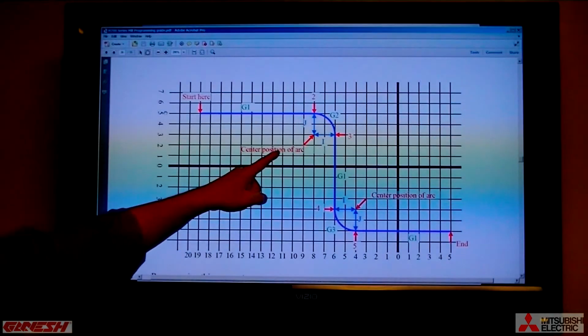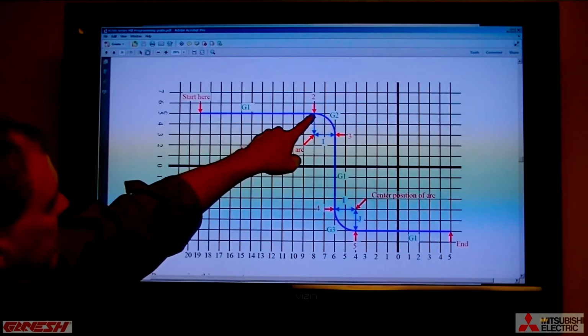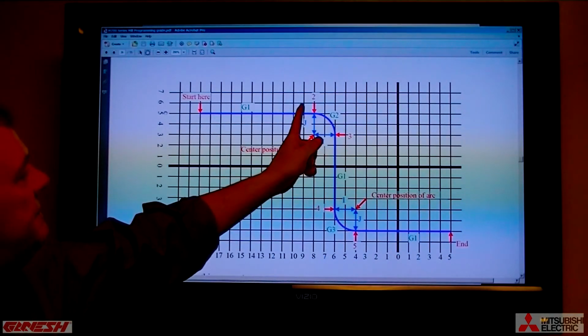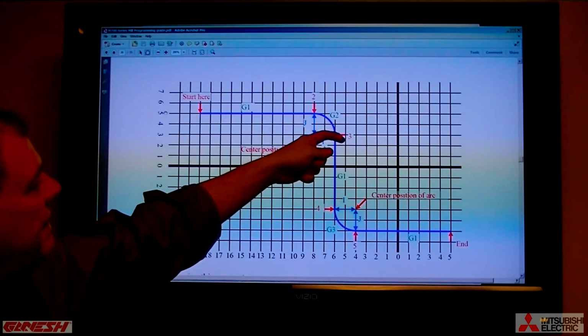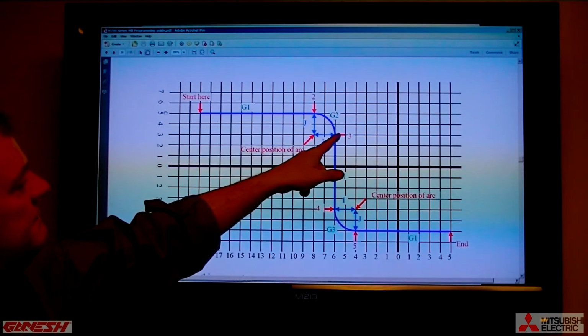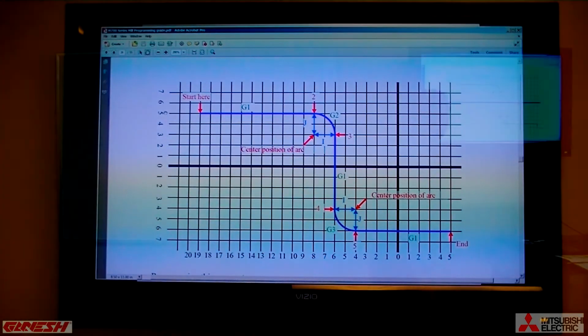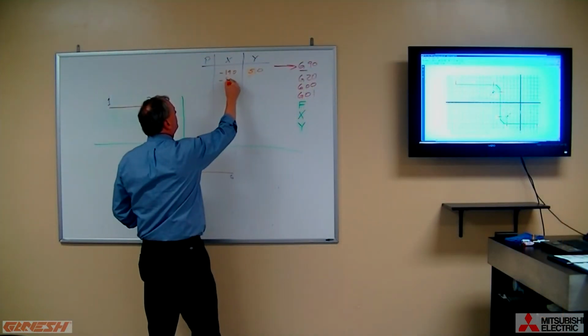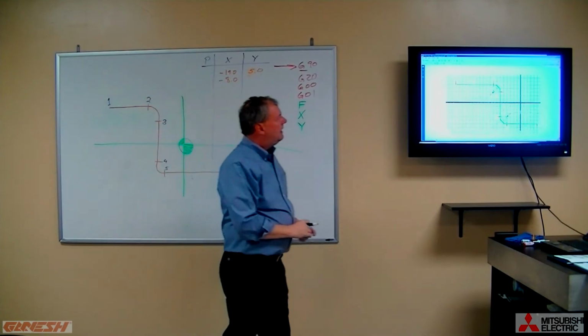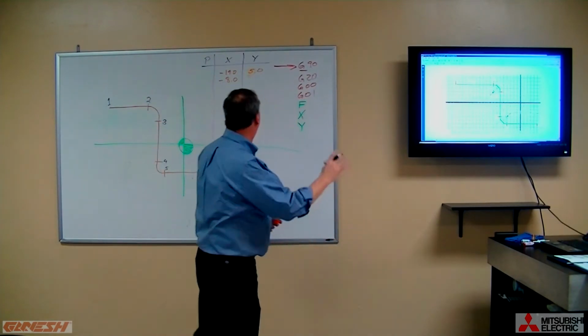Point number 2 is at x minus 8, and now point number 2 and 3 is the beginning and end of the arc. But we still need these points in terms of x and y, so point number 2 is x minus 8, and it's still at y plus 5.